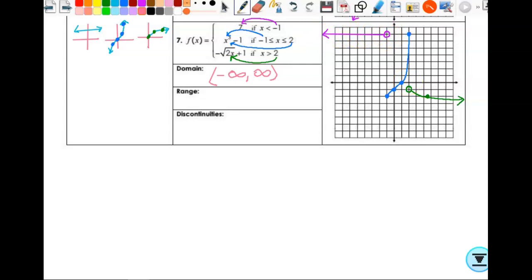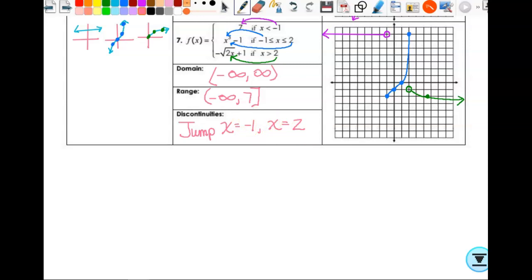My range, do I start at negative infinity? Yes. Do I go all the way to infinity? No. Where do I stop? 7. Good. So it's negative infinity to 7. Do I include 7? Yes, because there's an infinite amount of 7s on there, right? And then once again, I have jump discontinuity at x equals negative 1 and x equals 2.